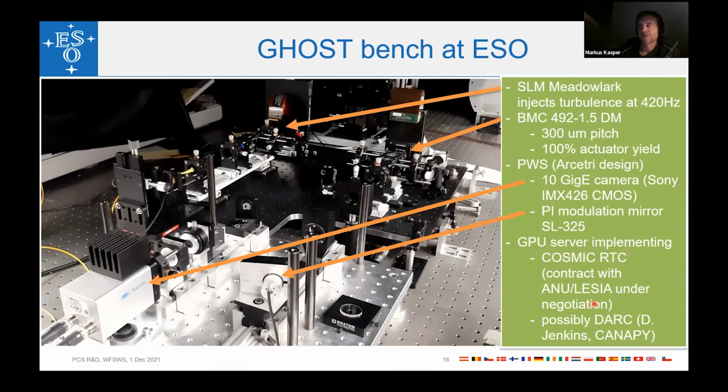So we are currently in contact with ANU to negotiate a contract for an implementation of the Cosmic RTC platform on our GPU server. There are also some activities by David Jensen at ESO, who is starting to try to implement the Durham real-time computer platform called DARC on our computer.